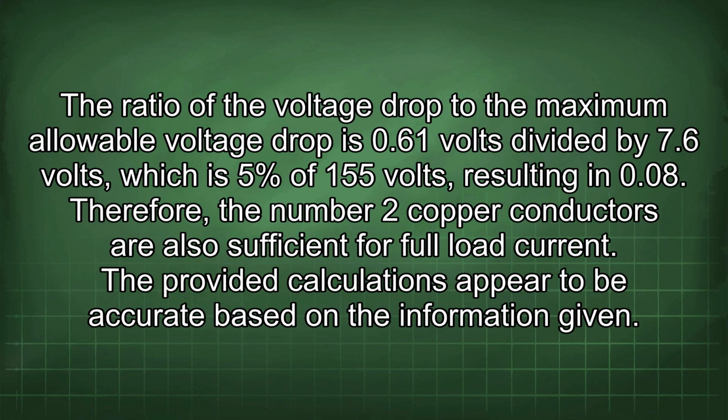The ratio of the voltage drop to the maximum allowable voltage drop is 0.61 volts divided by 7.6 volts, which is 5% of 155 volts, resulting in 0.8. Therefore, the number 2 copper conductors are also sufficient for full load current. The provided calculations appear to be accurate based on the information given.